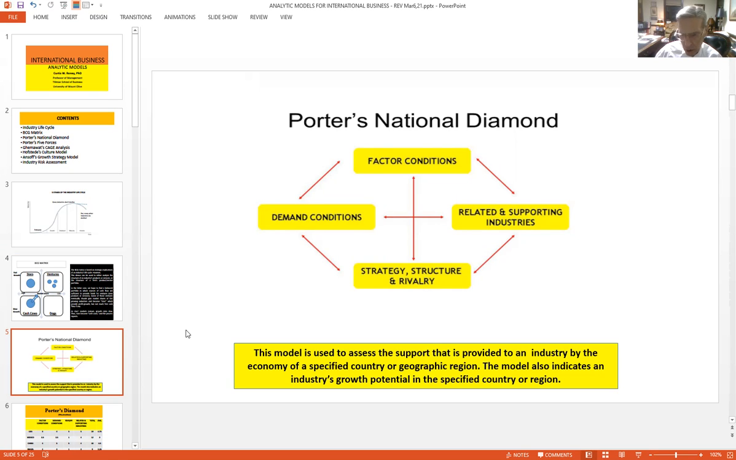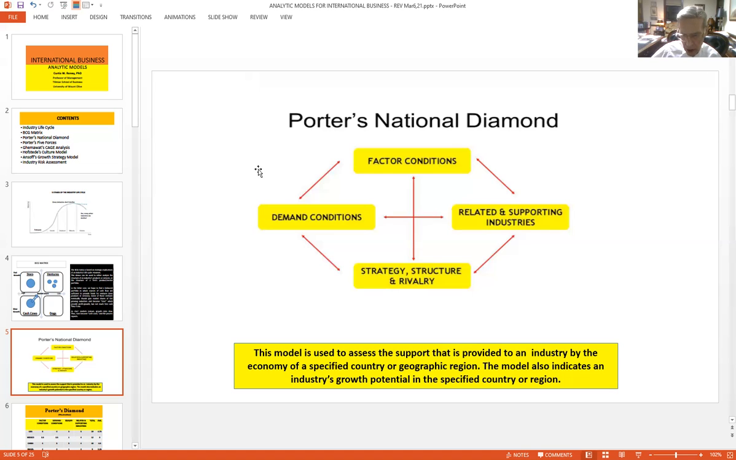For those of you who are in the international course, you really want to jot that down. Although I think I've also given you the same thing in this little box down below. But the model is used to assess the support provided to an industry by the economy of a specific country or geographic region. Once you get your answer, if you get strong answers, then you can draw another conclusion, and that is that the industry has good growth potential in that country.